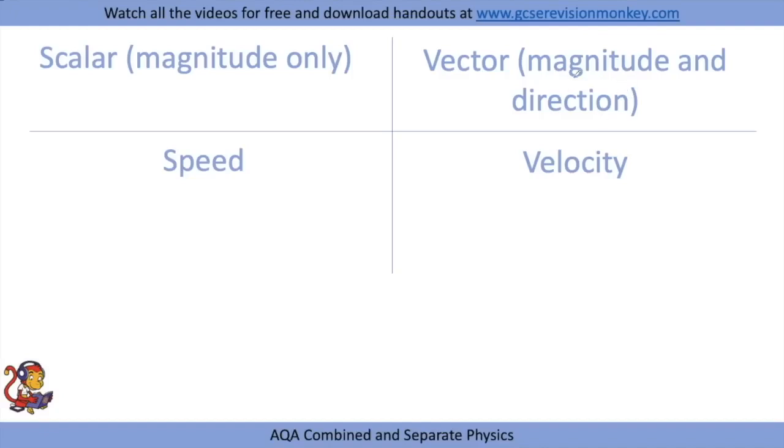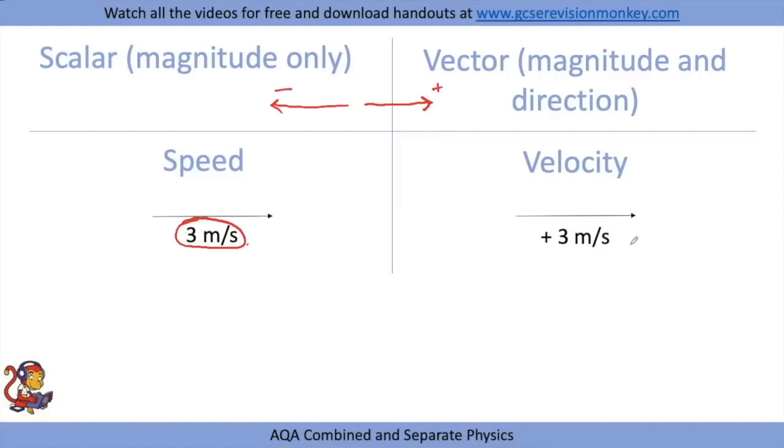So for example, with speed, if an object was moving to the right at 3 meters per second, we would just class the speed of the object as 3 meters per second. However, with velocity, we need to indicate the direction that the object is moving in. So what they do in physics is they state which direction is positive and which direction is negative.